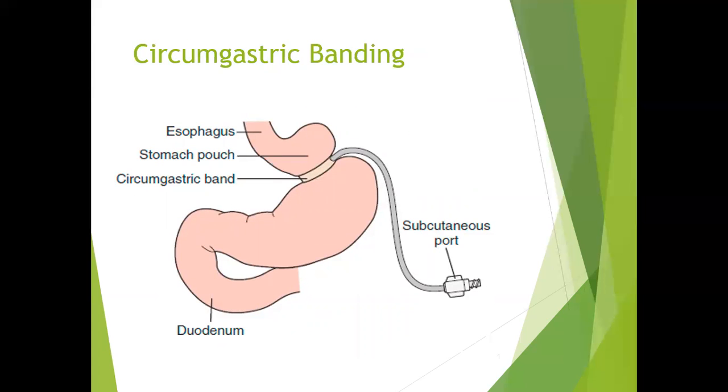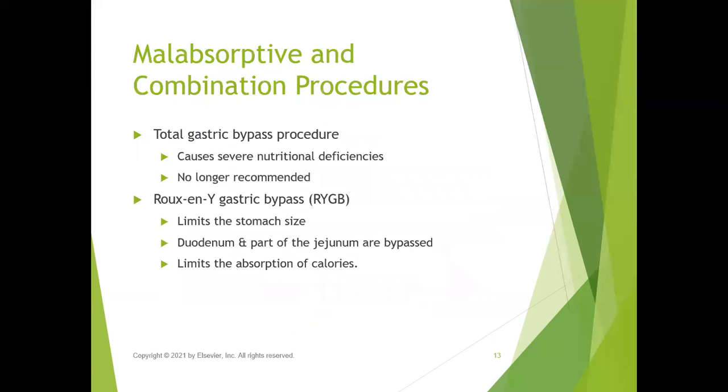This is circumgastric banding. The esophagus leads to the stomach pouch, which is a small section that's created to allow the stomach to be restricted. There's also the subcutaneous port where the band can be inflated to decrease the size or deflated to increase the size of the stomach pouch.